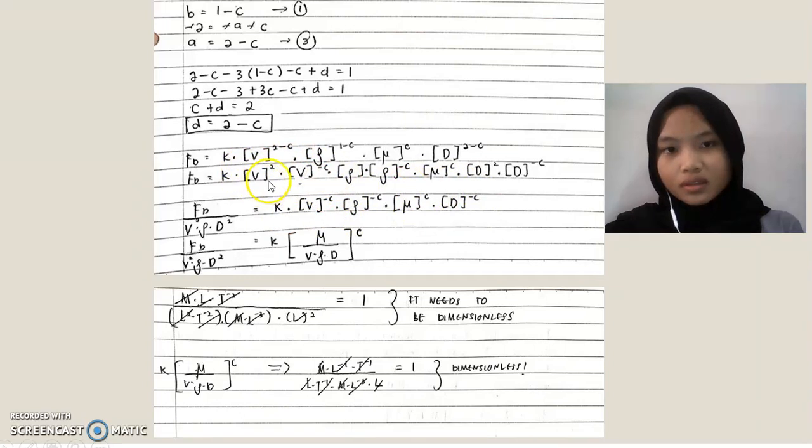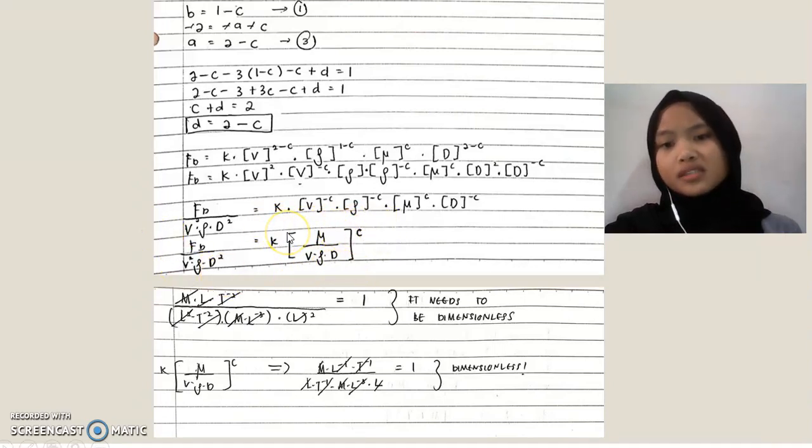So the one with v squared, rho, and d squared, we have to transfer it below and divide it by the drag force. So this one is equal to k v to the negative c, and so on. Okay, then drag force over v squared rho d squared equals k times mu over v rho d, to the power of c. So this is the final answer.